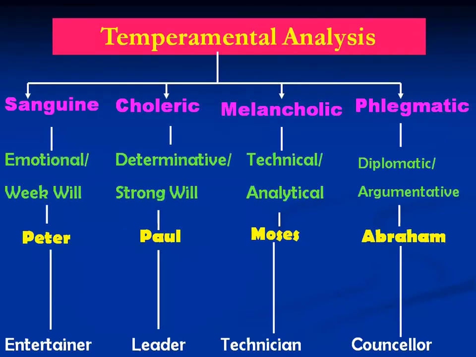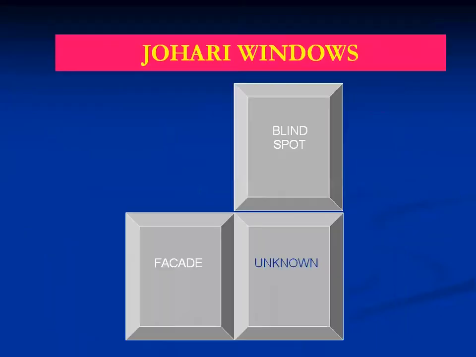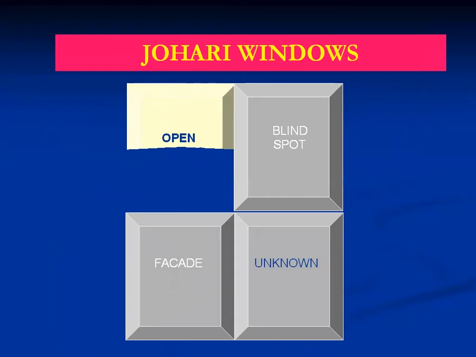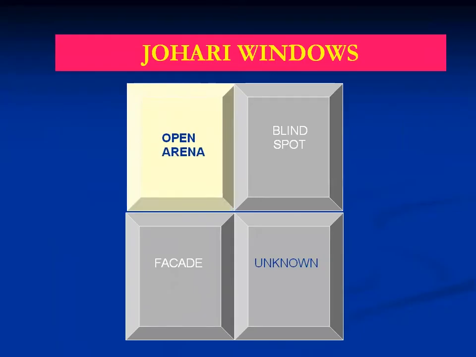And there is another analysis, temperamental analysis. There are four kinds of personalities according to this analysis. Based on the fluids in the human body, there are the sanguine, choleric, melancholic, and phlegmatic models. The sanguine people are emotional, the choleric people are determinative, the melancholic people are technical, and the phlegmatic people are diplomatic. Sanguine people can become entertainers, choleric people will become leaders, melancholic people become technicians, and phlegmatic people become counselors. So based on the personality you have, you can choose your career also. And this is another analysis. There are different kinds of analyses or theories that will help you to understand your personality.